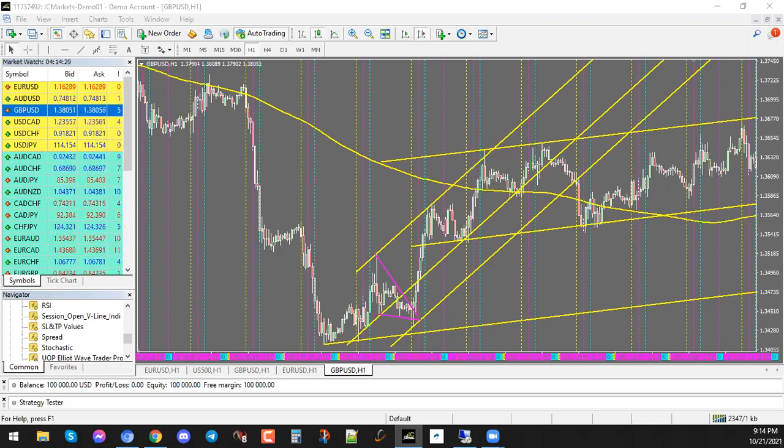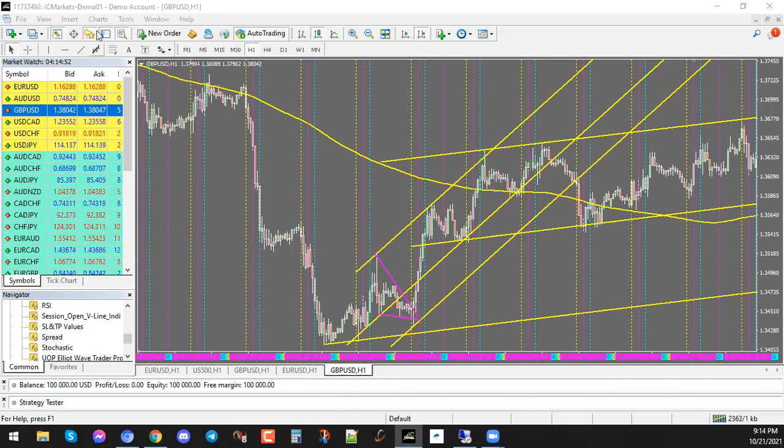It's not quite a pennant. It's more like a wedge formation. I like looking at all triangle-looking patterns as basically a squeeze pattern, a contracting pattern. So I would look at this and say that this is a contracting pattern. And with me seeing a contracting pattern, I'm going to be expecting some sort of explosion, right?